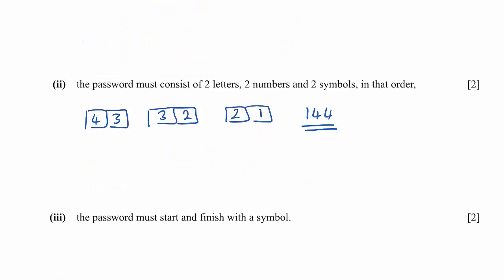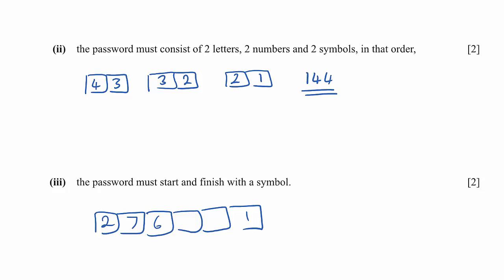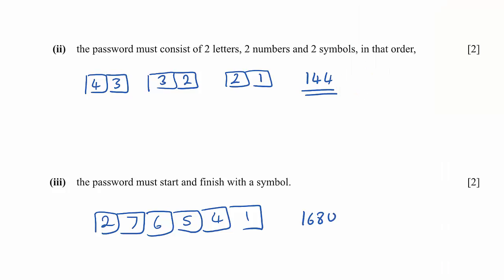Okay. The password must start and finish with a symbol. So still got 6 characters altogether. There's 2 choices of what goes first, 1 choice of what goes next. Then we have 7 left. So there's 7 choices to go here, 6 here, 5 here, 4 here. So that's just going to be 2 times 7 times 6 times 5 times 4 times 1. So that's 1,680.